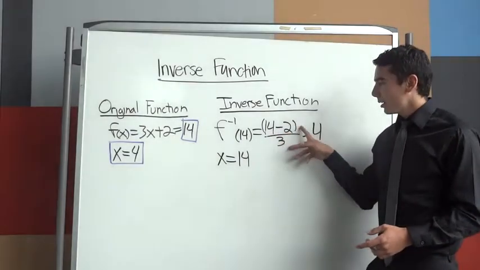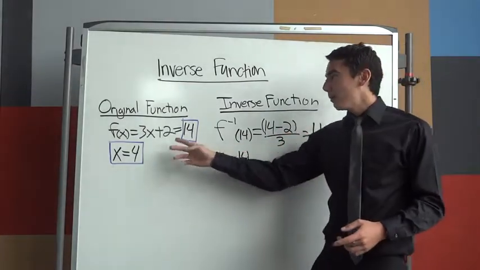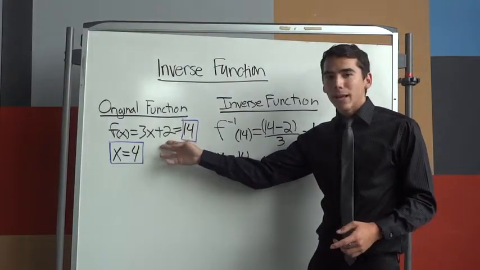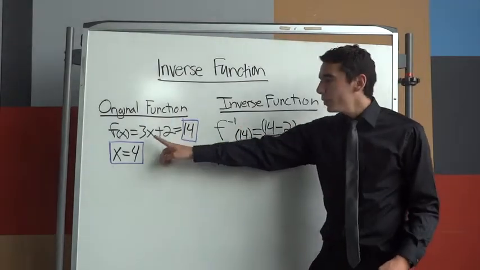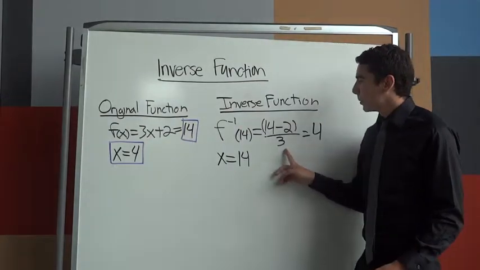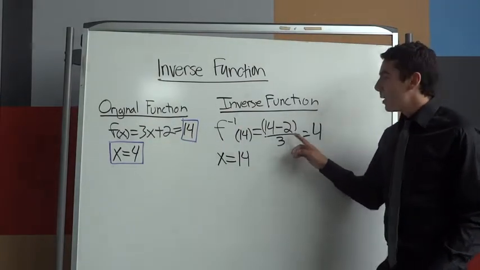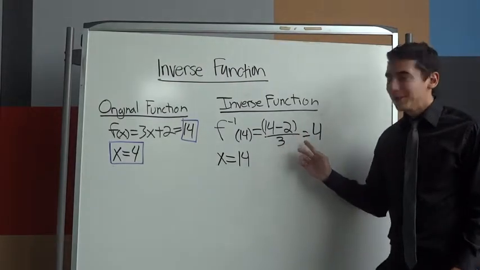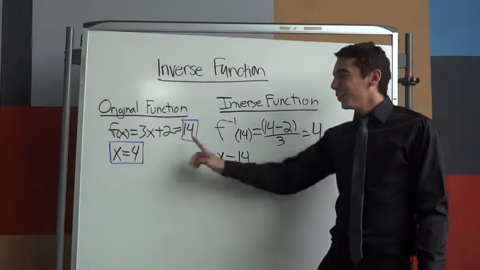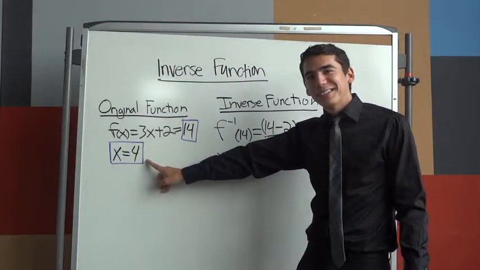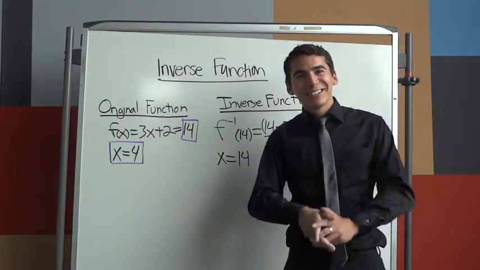For the rest of the equation, you just take the opposite of what your original formula had. So instead of adding 2, you would subtract 2. And instead of multiplying by 3, you would divide by 3. Once you do all the math, so 14 minus 2 divided by 3, you get 4 as your final output, which is also your original input. And that is how you do it.